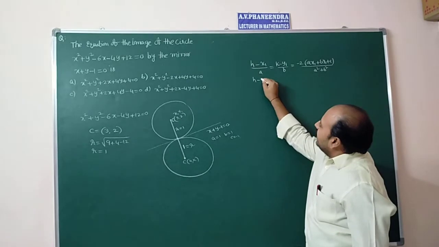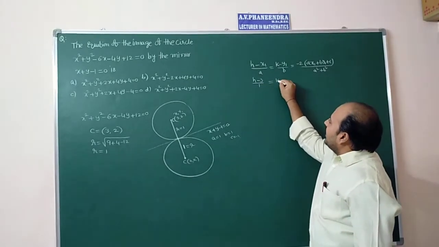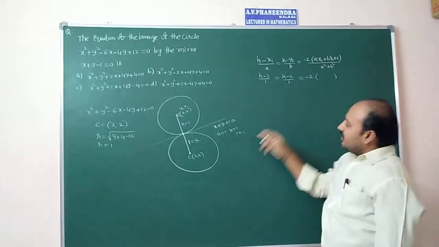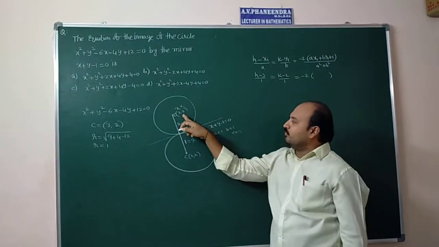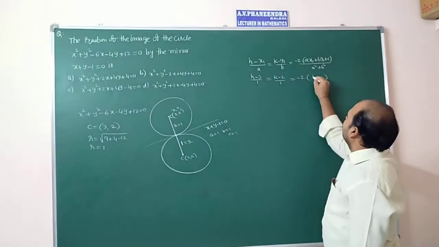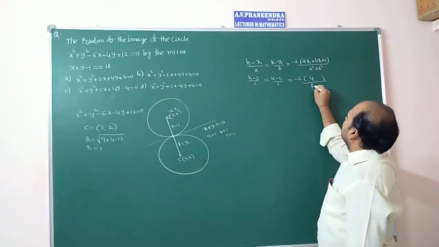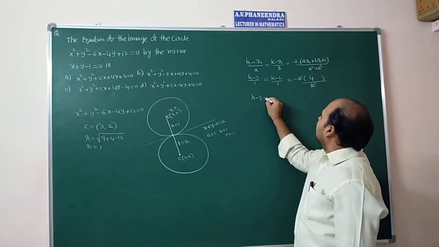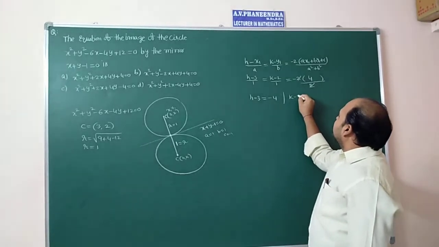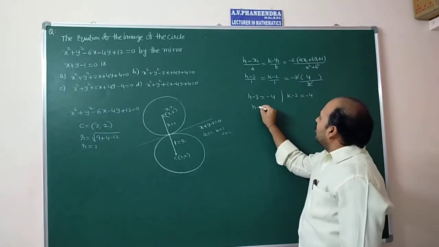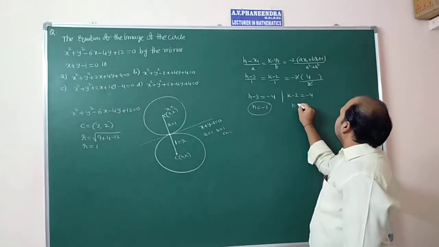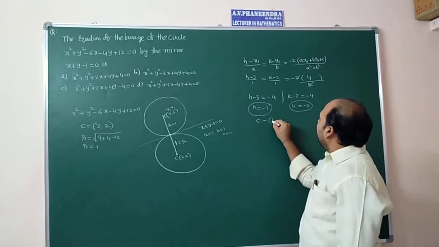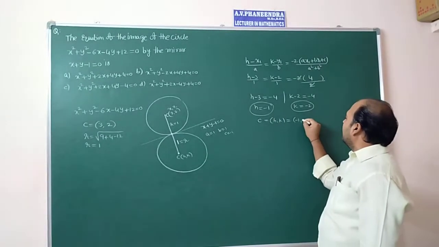So (h minus 3) by a, whose value is 1, equals (k minus 2) by b, whose value is 1, equals minus 2 into (a x1 plus b y1 plus c). In place of x, y, substitute 3, 2. 3 plus 2, 5, 5 minus 1, 4, divided by 1 square plus 1 square, 2. So here the 2 gets cancelled. By equating these, h minus 3 is equal to minus 4, k minus 2 is equal to minus 4, h is equal to minus 1, k is equal to minus 2. Therefore, the required circle center (h, k) is equal to (minus 1, minus 2).